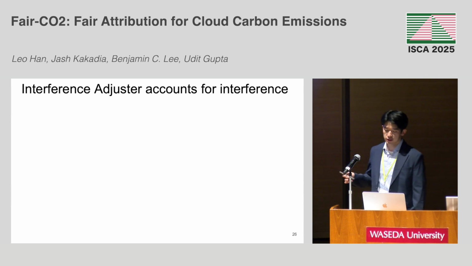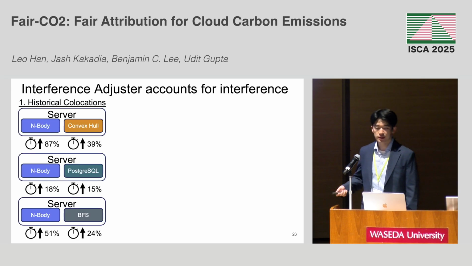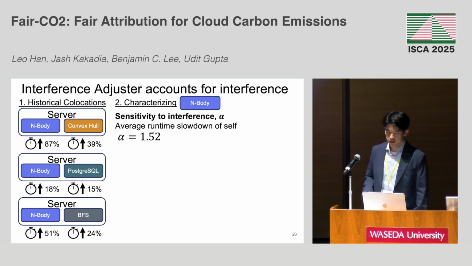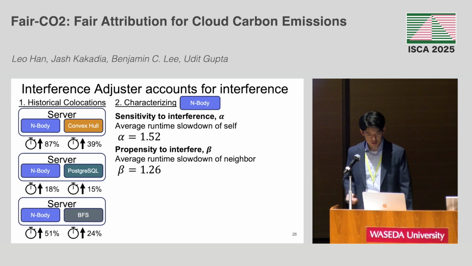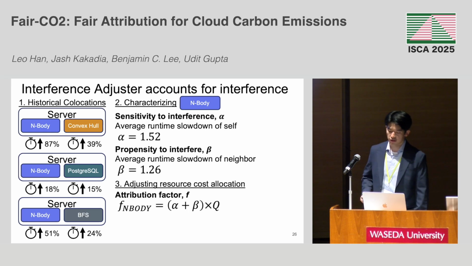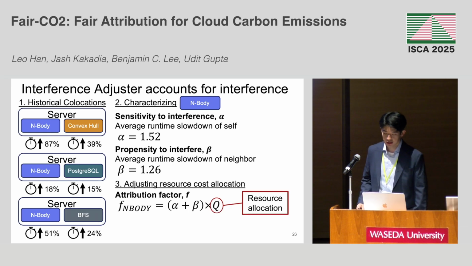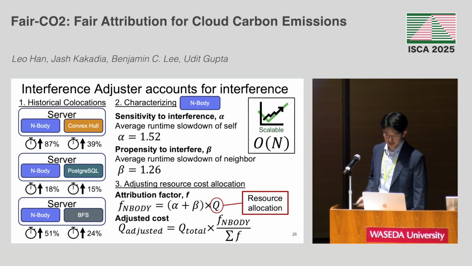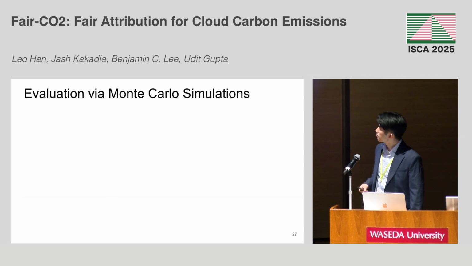The interference adjuster accounts for interference effects by looking at historical collocations of a workload and using that to characterize our workloads in terms of alpha, which is sensitivity to interference, and beta, which is a workload's propensity to cause interference. We can then use that to generate an attribution factor by multiplying alpha and beta with the workload's resource allocation, and attributing an adjusted resource cost based on the attribution factor. This method scales linearly with the number of workloads, making it scalable.